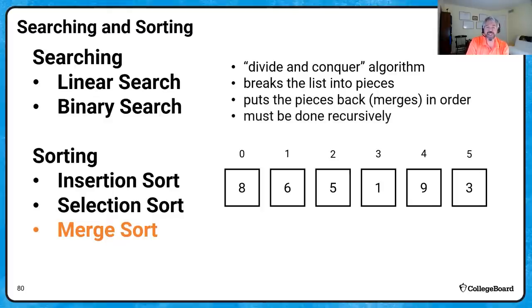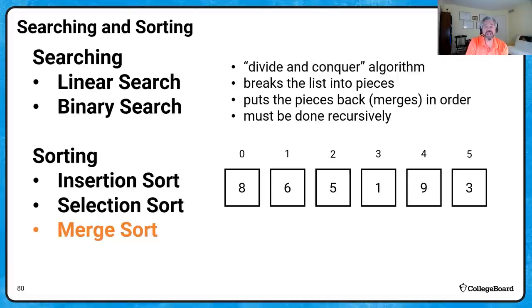The reason I mentioned that binary search, another divide and conquer algorithm, could be done iteratively or recursively is that merge sort is a little different. Merge sort must be done recursively. It's a recursive algorithm, so you'll hear about that one in unit 9 of the CED or the materials that are covered in your class.